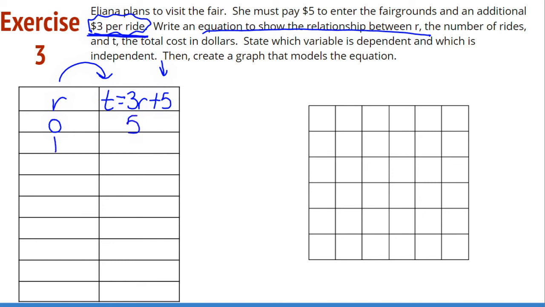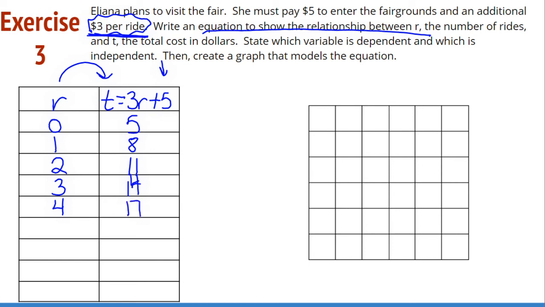If she rides 1 ride, it'll be 3 plus 5, which gives us 8. If she rides 2 rides, 2 times 3 is 6, plus 5 is 11. If she rides 3 rides, 3 times 3 is 9, plus 5 is 14. If she rides 4 rides, 3 times 4 is 12, plus 5 is 17.